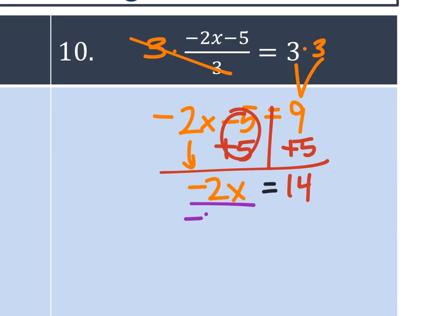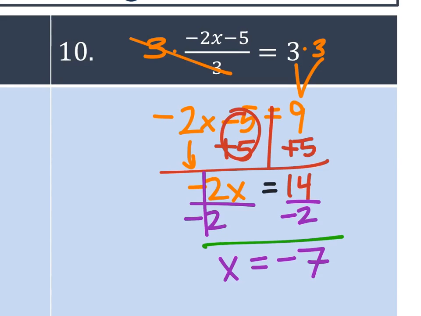And then divide both sides by the coefficient of negative 2, to make that a coefficient of 1, phantom 1. And 14 divided by negative 2 is negative 7. So again, I'm going back to check on this, right? I am using the n over d button on this one, so I can see the fraction on the calculator. I got negative 2 times negative 7 minus 5. And then I go to the denominator and just push 3. When I push enter, I get 3. And again, now I know for sure that x equals negative 7 is the solution.